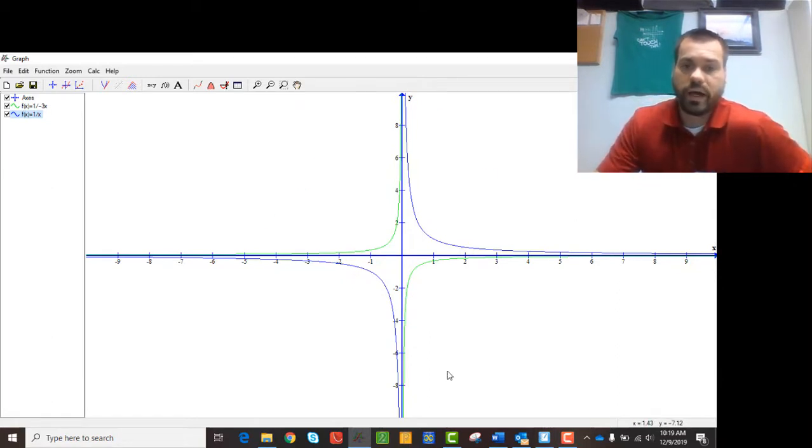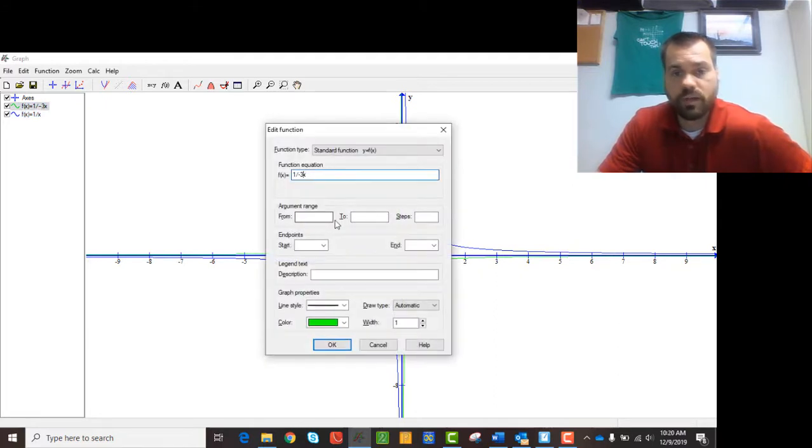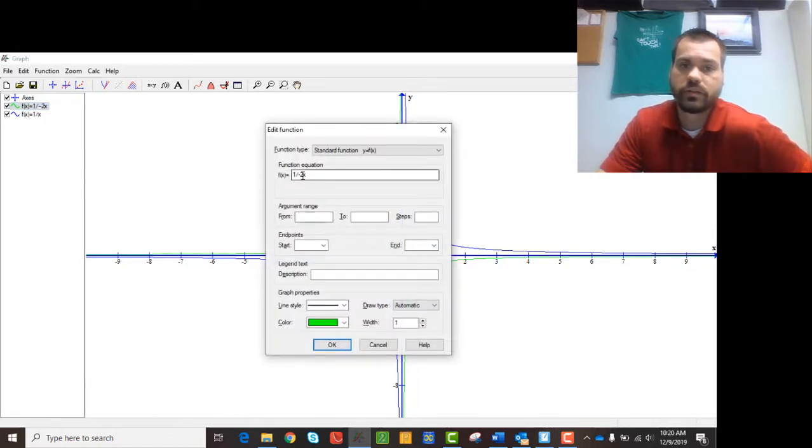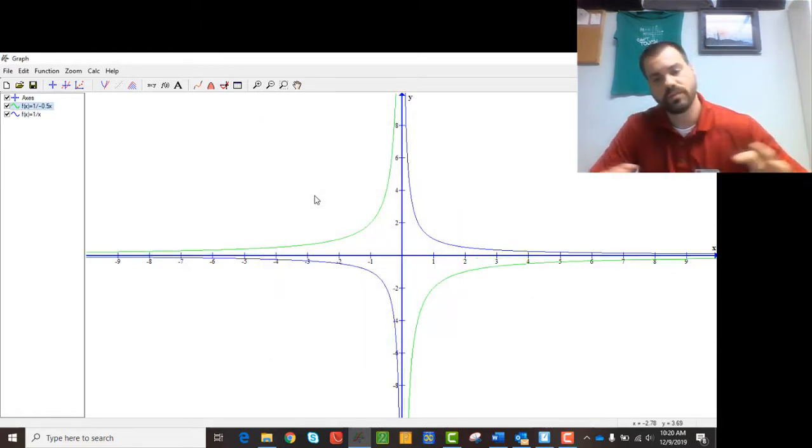You're flipping it over the y-axis as opposed to the x-axis, and then the minus 3 is just making it steeper or less steep. If you put in a 2, right, you can see that it looks like that. If you put in something that's smaller, so let's say 0.5, then you'll notice it sort of reaches out again.